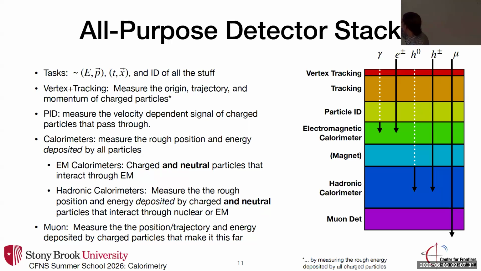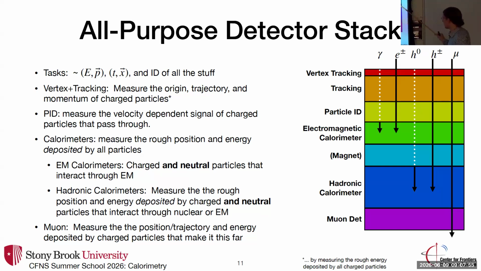Depending on what particle, they will either deposit their energy here or pass on through. So I've got my photon here. It's neutral, so it goes straight through everything until it interacts with the electromagnetic calorimeter. If we didn't have that, we wouldn't be able to see that the photon was there at all. We couldn't reconstruct the entire collision. So the EM calorimeter measures charged and neutral particles that interact through electromagnetism.